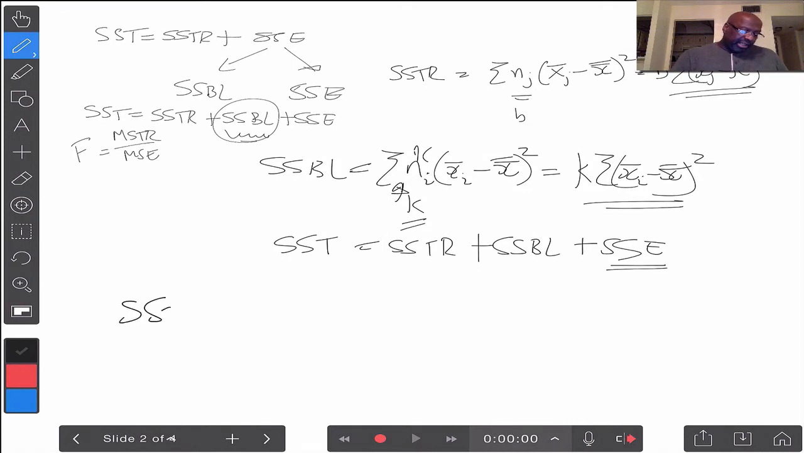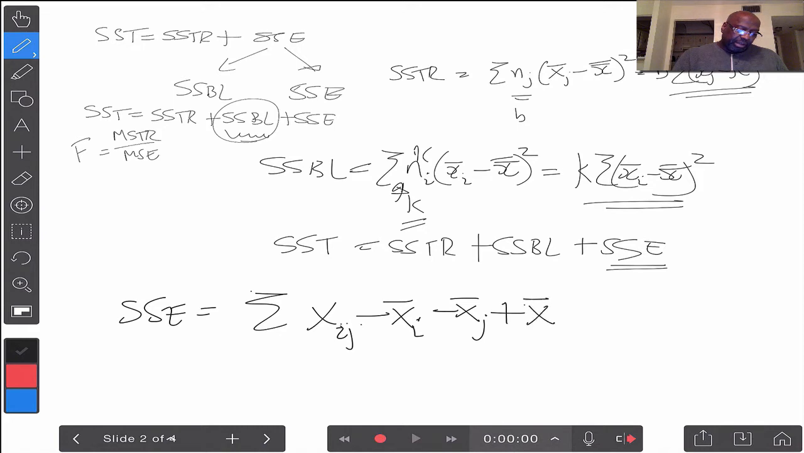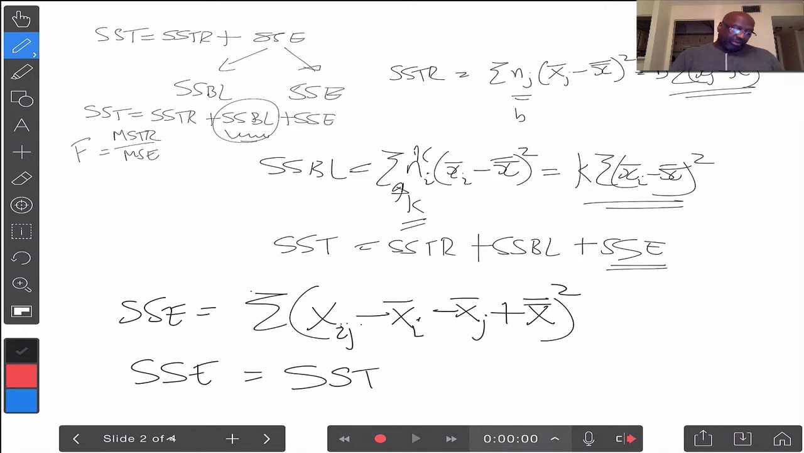SSE is given by the sum of Xij minus X bar I minus X bar J plus X double bar, squared. I believe that's what it is. I'm operating completely from memory here. And rather than use this formula, look at this. We could actually get SSE by taking the total sum of squares and subtracting the sum of these two, SSTR plus SSBL. We could do that instead.